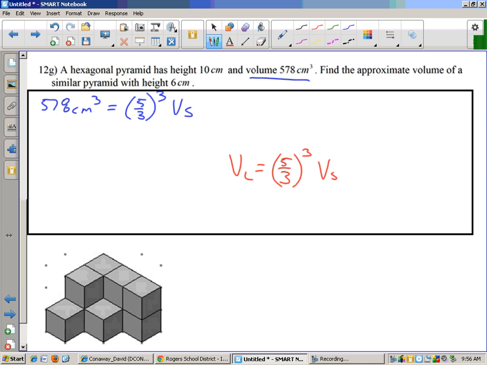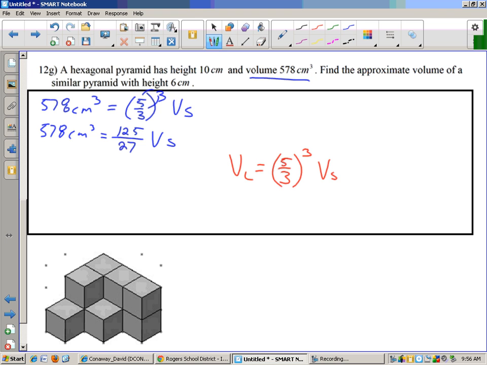Okay. You can go ahead and cube 5/3. 5/3 times 5/3 times 5/3. Just remember the cube goes to the top and to the bottom. What's 5 cubed? 5 times 5 times 5? 5 times 5 is? Times 5 is? 125. What's 3 times 3? Times 3? 27.